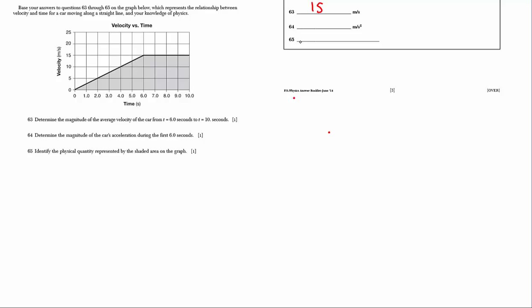For 64, we want to determine the car's acceleration during the first 6 seconds. Here's where it's important to remember your velocity time graph stuff. If you remember, the slope of a velocity time graph is indeed the acceleration. So basically, we're just looking for the slope during the first 6 seconds. If you don't remember that, let's think about what the slope of any graph is. The slope of any graph is simply the rise over the run. In this case, the rise is the change in y, so it's the velocity divided by the time. So the slope is the change in velocity over the change in time. And if you look in your reference tables, that is A.